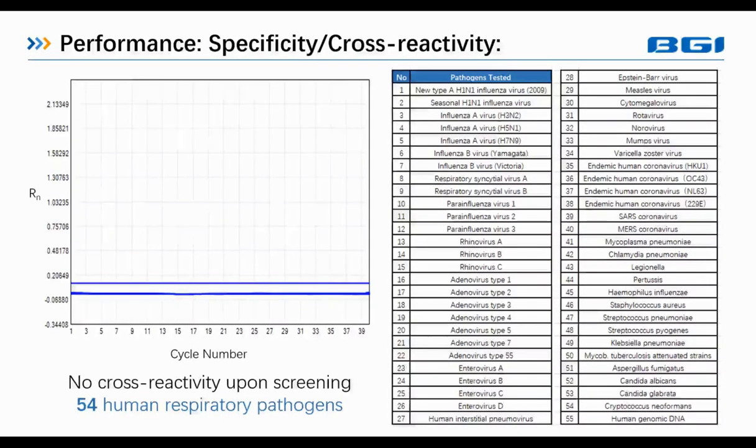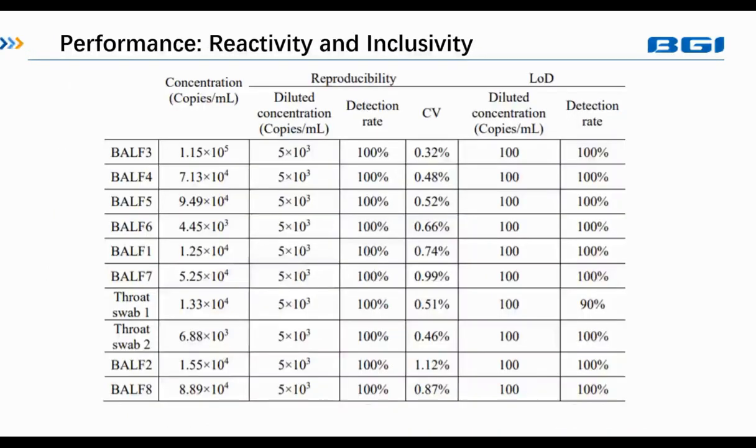For the specificity and cross-reactivity, we wet tested 54 pathogens, which are commonly found in the respiratory tract or can cause other diseases with symptoms similar to COVID-19. And we found no cross-reactivity. So this assay is very specific for the coronavirus.